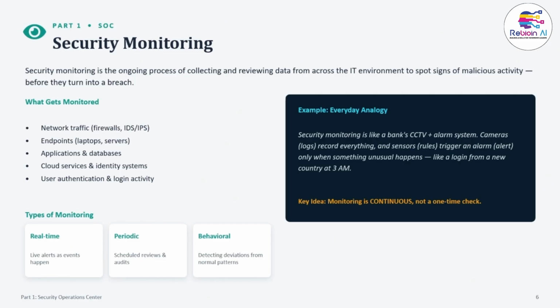Third, behavioral monitoring. This looks for deviations from normal patterns. For example, if an employee normally logs in from Mumbai during business hours and suddenly there is a login from another country at midnight, that's a behavioral red flag, even if no specific bad signature was detected.